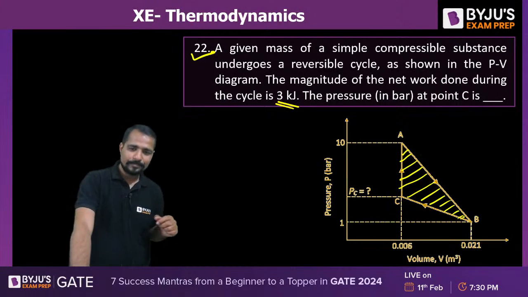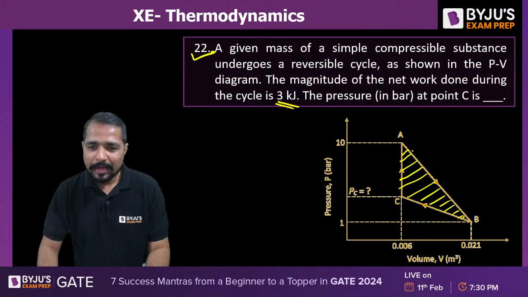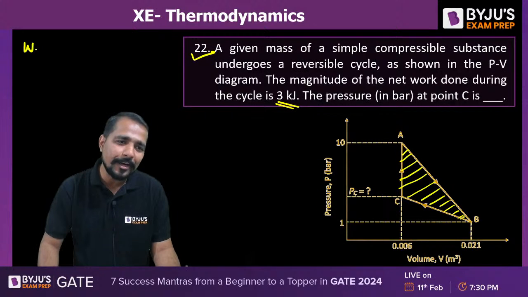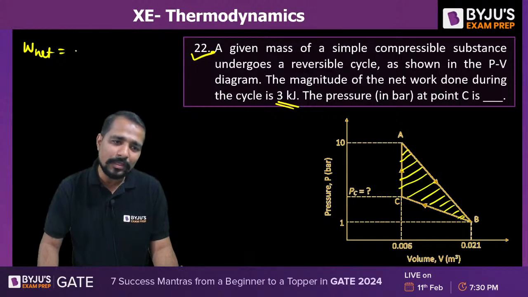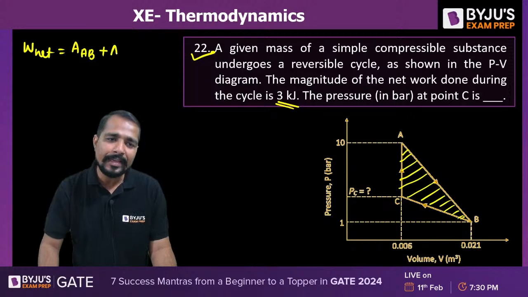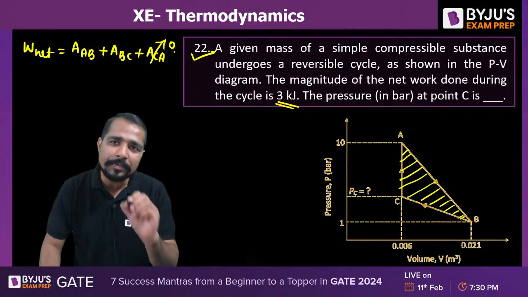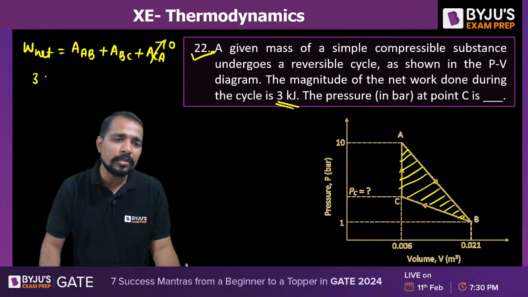Let's see. First of all, the net work done will be equal to the area under AB plus the area under BC plus the area under CA. In this case, the area under CA will be 0. This will be equal to 3 kilojoule.